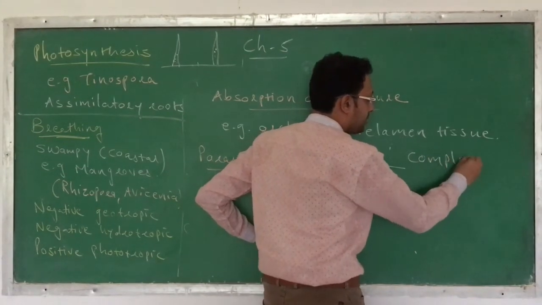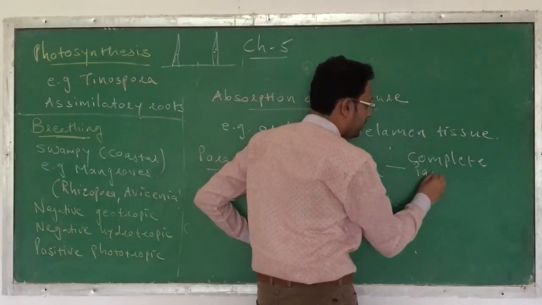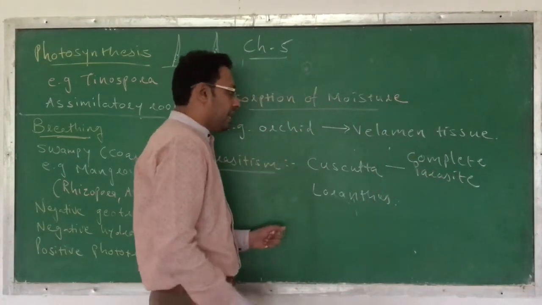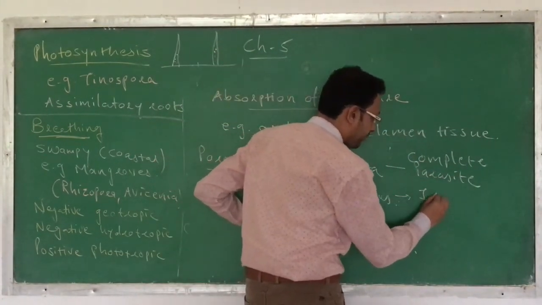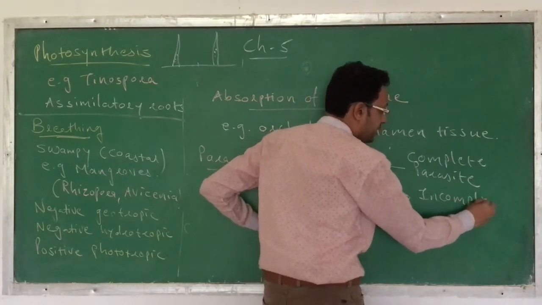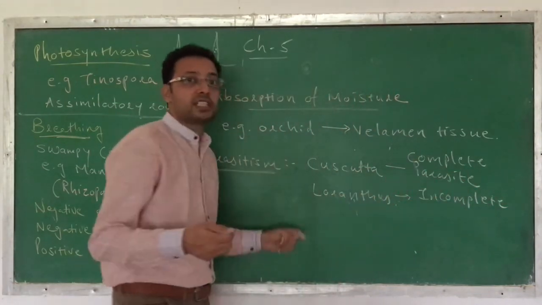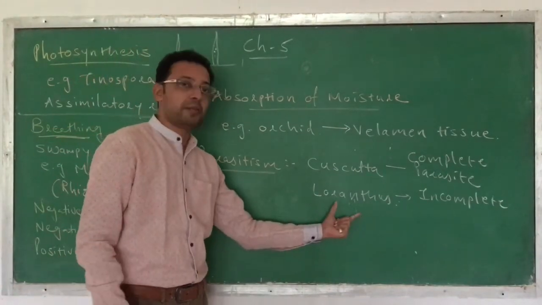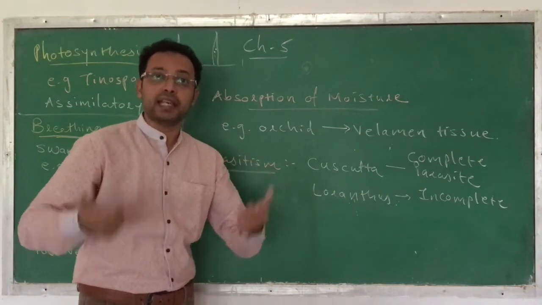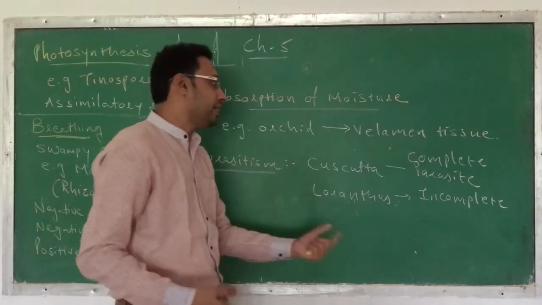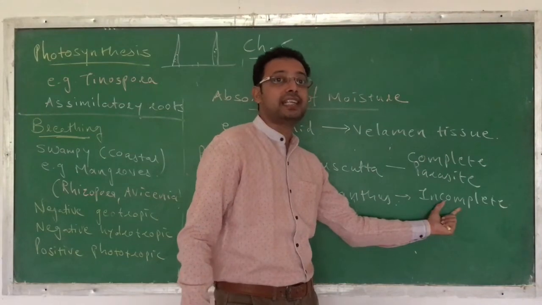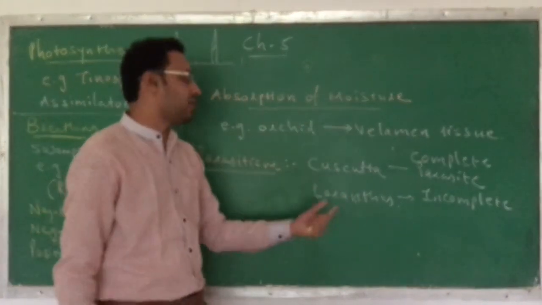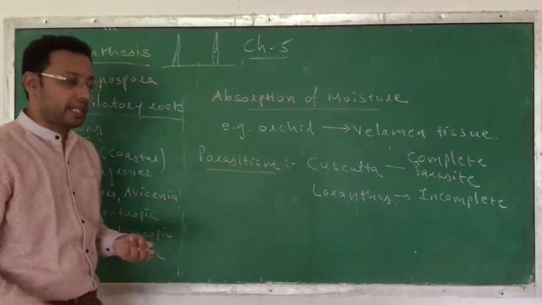Complete parasite means it depends on the other plant for both its food and water requirement. And Loranthus is an example of an incomplete parasite, meaning it depends on the other plant for its water and mineral requirement, but it doesn't depend on it for food. This plant prepares its food by itself, but for water and minerals it depends on the other plant, so that's why it's called incomplete. In the case of Cuscuta, it depends on the plant for both food and water, so it's a complete parasite.